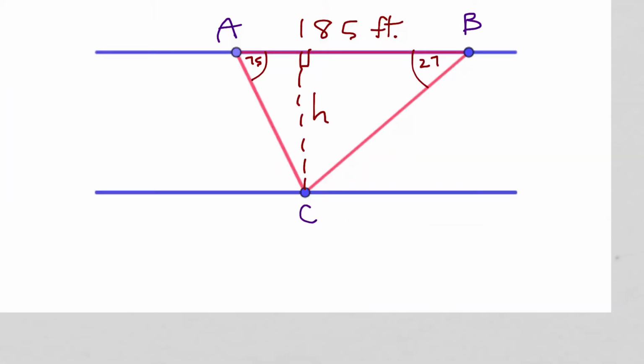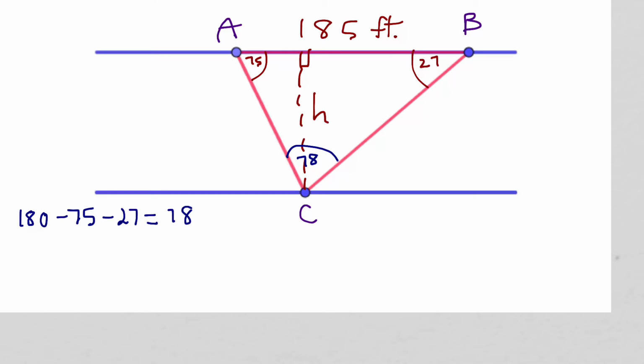In a problem like this, we can utilize the law of sines on the oblique triangle. We have this side over here. We can calculate this angle here because we know two angles in the triangle. Let's do that first. That angle ACB is 180 minus 75 minus 27, so that's 78. So this angle here is 78.